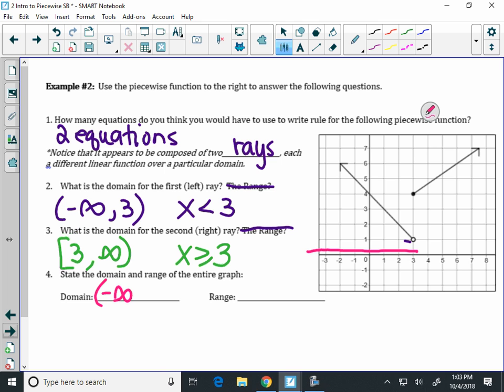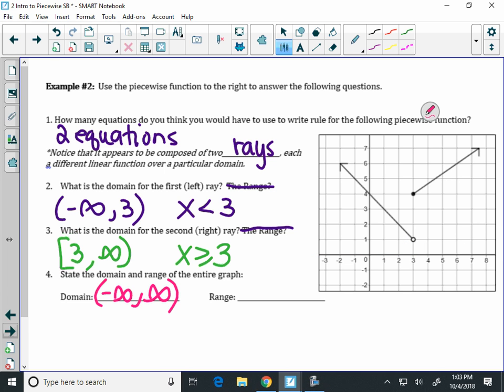There are 2 dots here. Does my graph have a value at 3? Yeah, it has a value up here, so then my domain keeps going until infinity. So your domain for this graph is from negative infinity to infinity, even though there are two pieces of the graph. But what about the range?